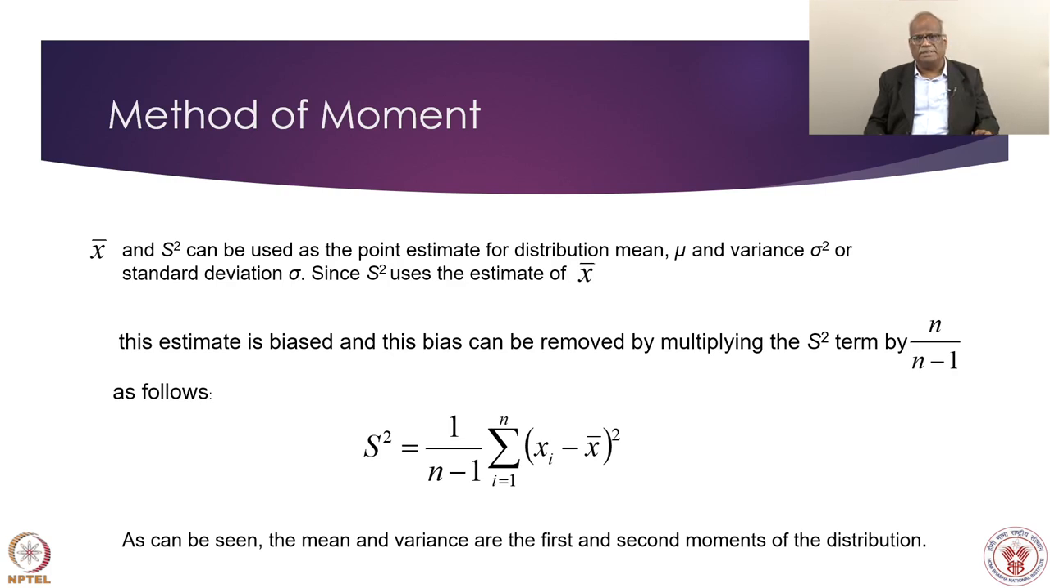This estimate is biased, and this bias can be removed by multiplying the square term by n upon n minus 1. So as I told you, a bias has to be removed. That's why in s square we would have always wondered why this term n upon n minus 1. So what we are telling is that variance can be defined by 1 upon n minus 1, summation of i equal to 1 to n, x minus x bar whole square, because the first observation can be left independent, and then the other observations are used for removing the bias from the distribution.